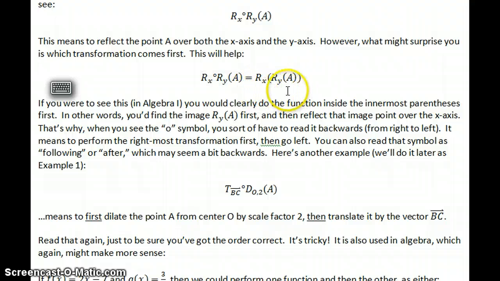So this would be reflect A over Y, and then when you get the result of that, now let's reflect that over X. So reading it this way looks kind of backwards, because it means do this one first and then do that one. You can think of it like this, it means the same thing.